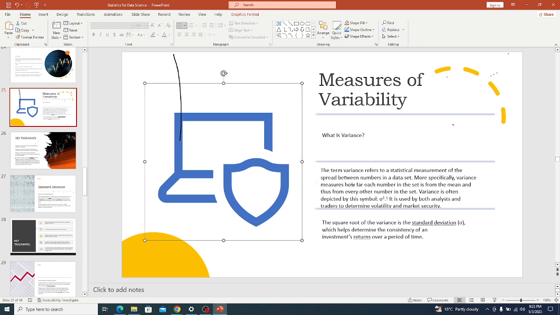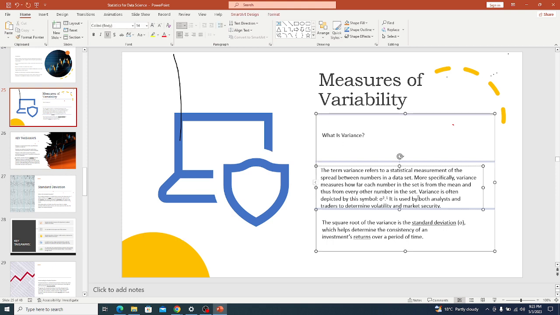Now, where can we use variance? Variance is used by both analysts and traders to determine volatility of market securities. This is majorly used to show us the volatility, because the higher the variance, it means our market or our securities are very volatile. What do we mean by volatility? Volatility might have a positive impact, and also it might have a negative impact.